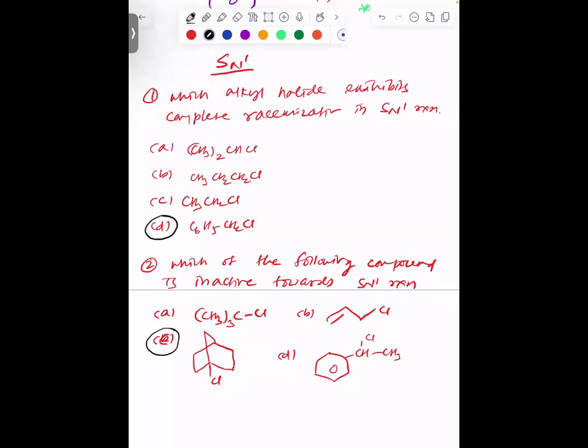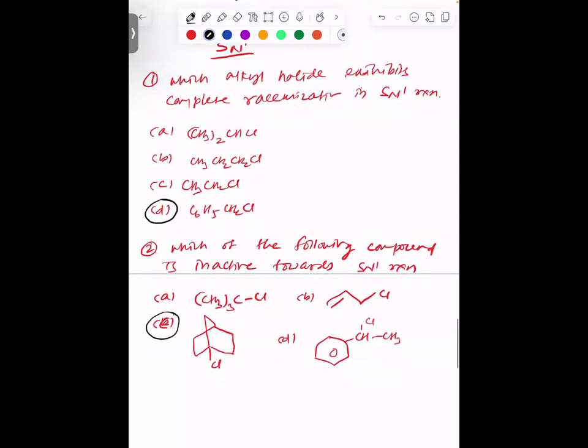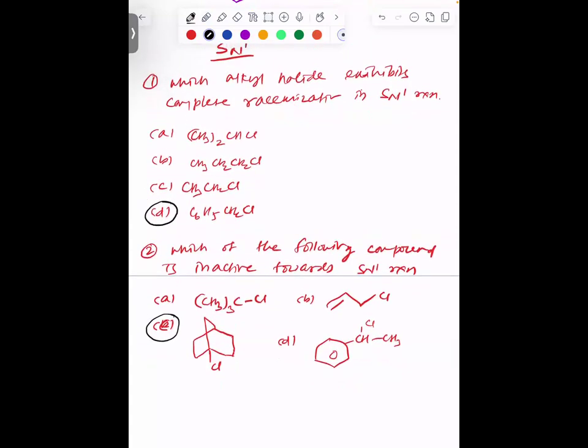Now we are going to discuss it. First one: which alkyl halide exhibits complete racemization in SN1 reaction? Complete racemization in SN1 reaction, right?